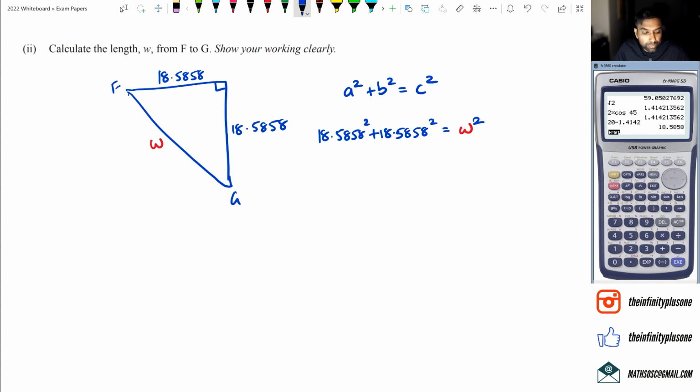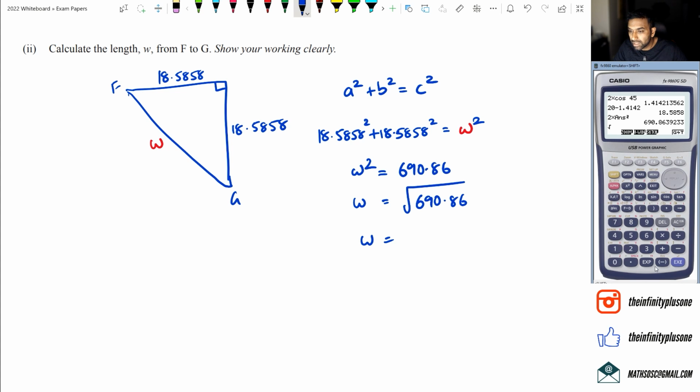So we're going to put this in the calculator. So we've got 2 times 1... that's just the answer, so I'm just going to use that squared, and I'm getting 690. So what I've got is w squared is equal to 690.86. So w is equal to the square root of 690.86. So I just have to take the square root of this, and when I do that, I get 26.28 centimeters.